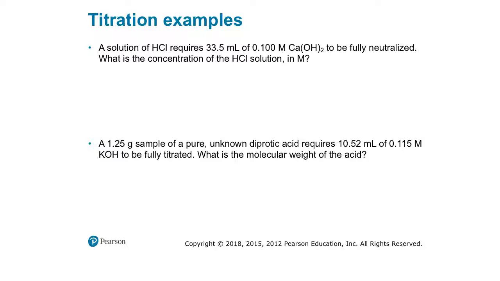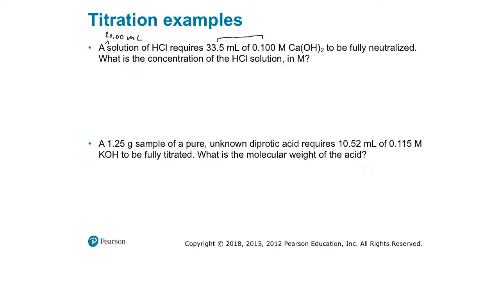Okay, a slight typo in this question here. We forgot to specify a 20.00 milliliter solution of HCl. So imagine you have a 20.00 milliliter solution of HCl, and this solution requires 33.5 milliliters of 0.100 molar calcium hydroxide to be fully neutralized. What is the concentration of the HCl solution in units of molarity?